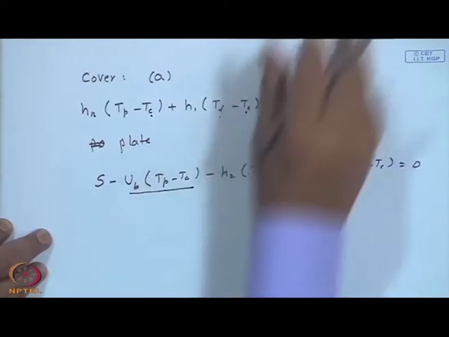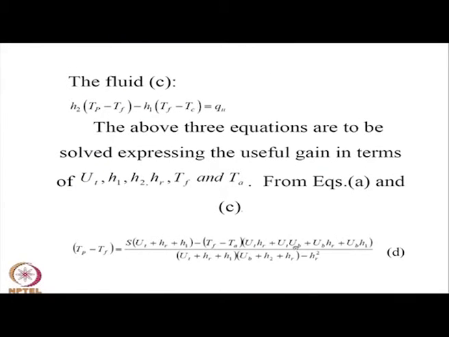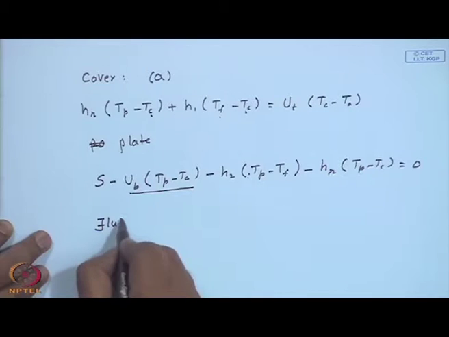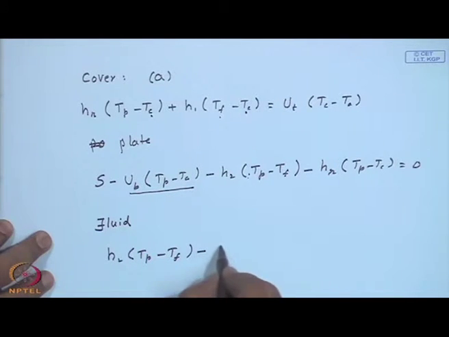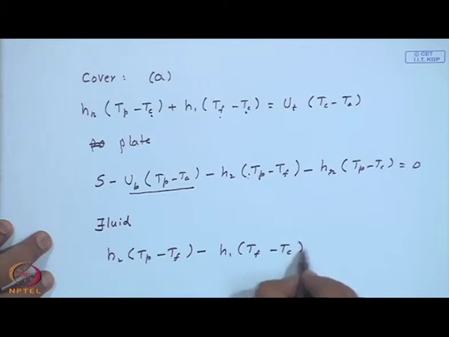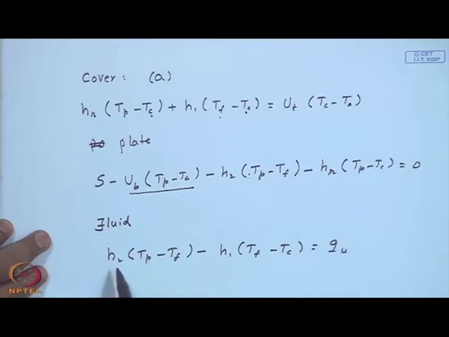Then the fluid: H2 into Tp minus Tf minus H1 into Tf minus Tc should be equal to Qu. So, this receives from the plate temperature Tp to Tf and loses from the fluid temperature Tf to the cover temperature Tc. That net should be equal to the useful energy gain Qu.